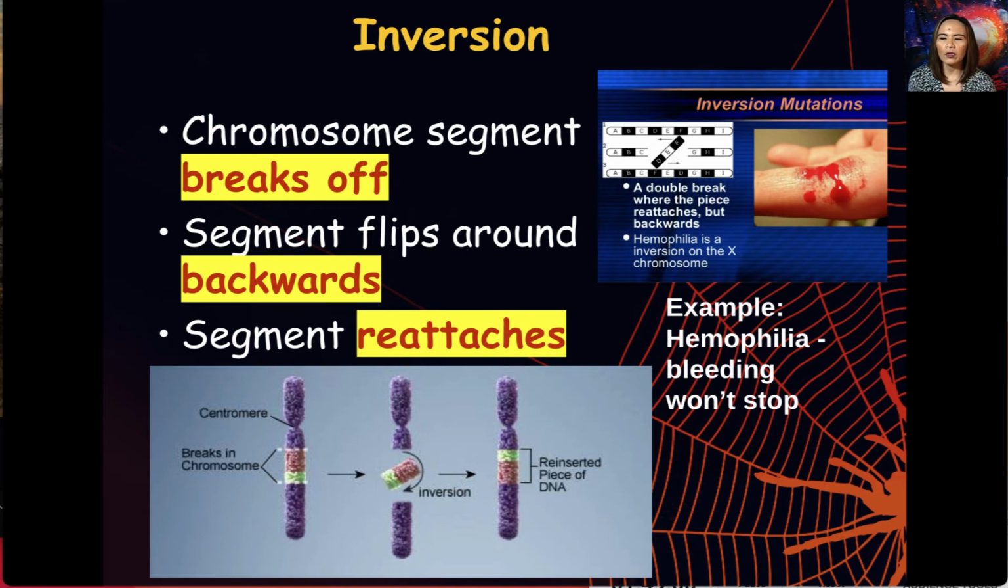An example of an inversion mutation is what we call hemophilia. Hemophilia is a chromosome mutation that happens in the X chromosome, which is either X and Y or X and X in gender. You will learn that in high school. And it causes non-stop bleeding in the person who has this chromosome mutation.